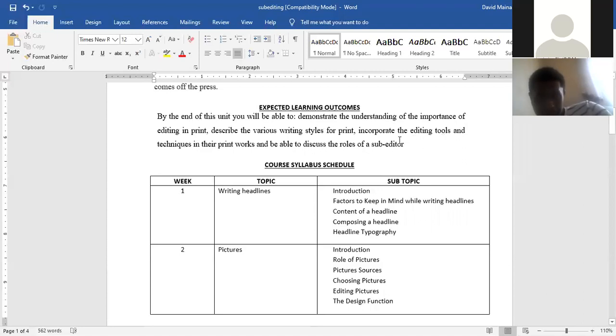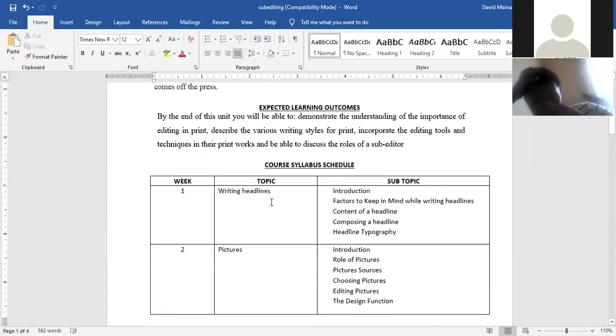We are also going to look at the editing tools and the techniques that a sub-editor uses to actually edit the newspaper.